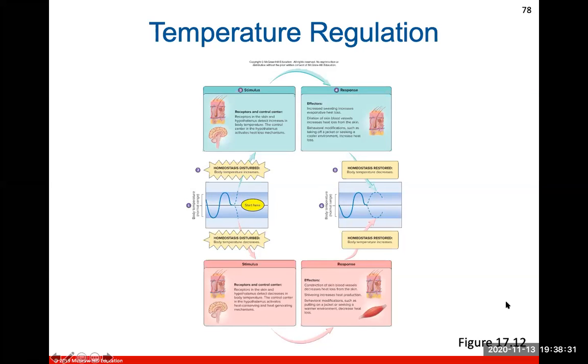Temperature regulation: this shows the homeostatic negative feedback loop. So if the body temperature increases above normal, receptors and the control center will send a signal to the hypothalamus, which will tell your effectors to increase sweating to help with evaporative heat loss, and also dilate your skin blood vessels to increase heat loss from the skin. If we have a decrease in body temperature, your blood vessels will begin to constrict to try to decrease heat loss from the skin, as well as your skeletal muscles might start shivering, or you might feel a cold sensation that you want to put on a warmer jacket.